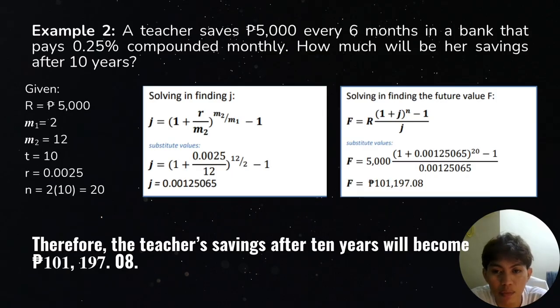Next is the M sub 2, or the length of the compounding period, since the interest is compounding monthly. Therefore our M sub 2 will become 12. Next is the T, or the term for annuity. The teacher wants to save 5,000 pesos for 10 years. Therefore our T is 10.